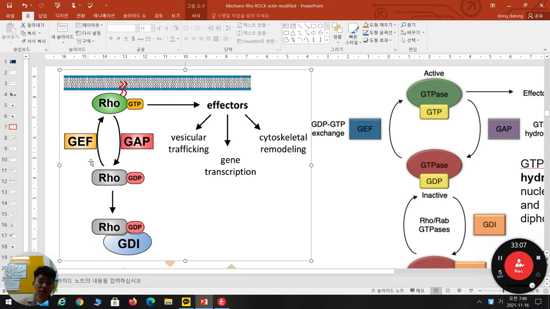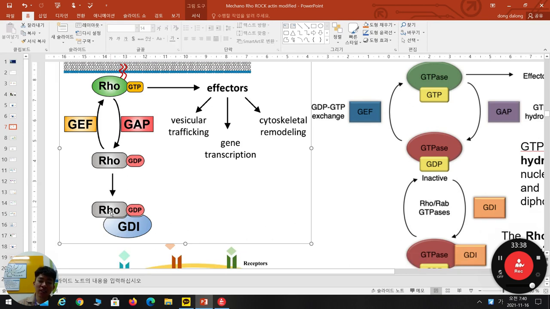But their normal, off state is Rho-GDP. Because of this exchange factor, GDP can change to GTP, and then they are turned on. But when they want to turn off, they use GAP, the GTPase-activating protein. It removes the phosphate group from GTP and turns it to GDP. And then this is their off form, but they are very easily degraded.